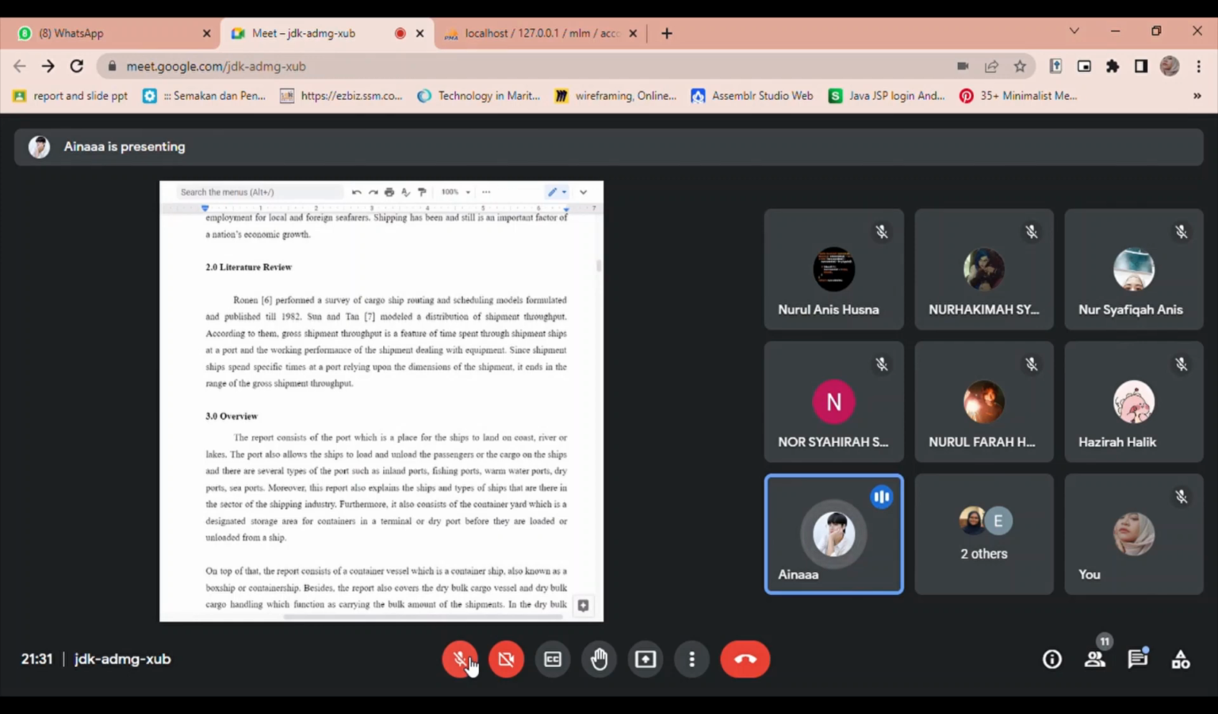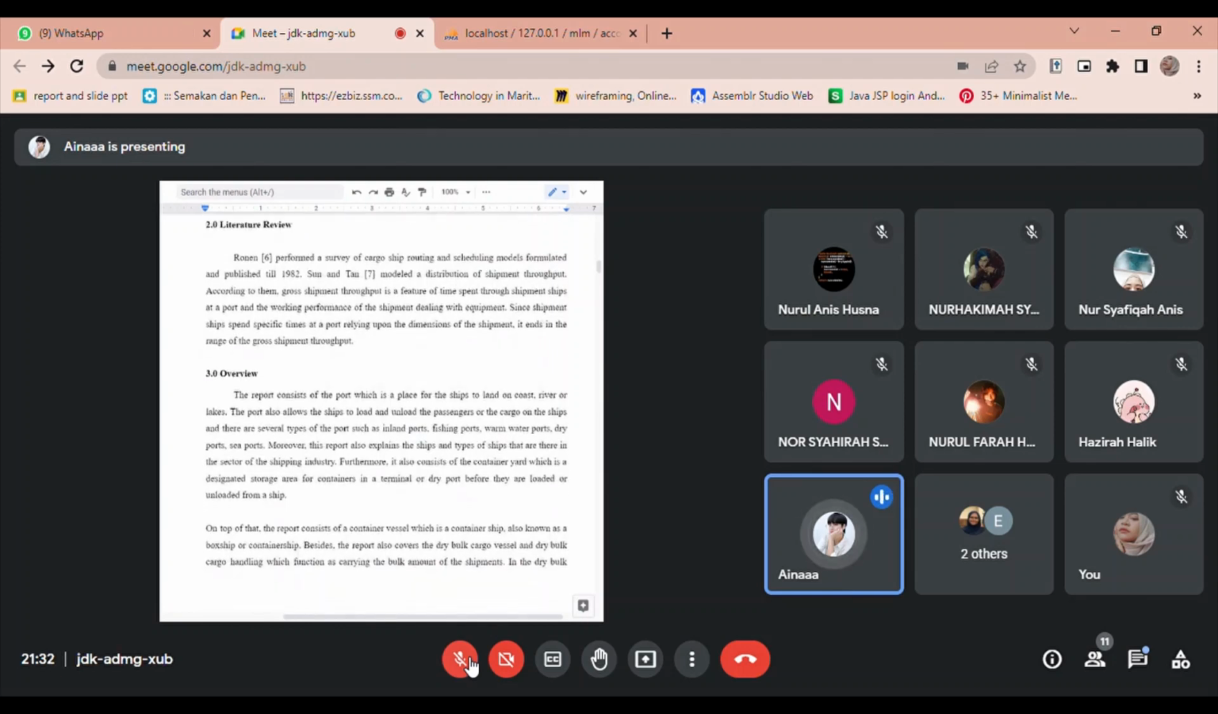Next, the overview of the report. The report consists of the port, which is a place for ships to land on a coast, river, or lake. The port also allows ships to load or unload passengers or cargo. There are several types of ports, such as inland ports, fishing ports, warm water ports, dry ports, and seaports.